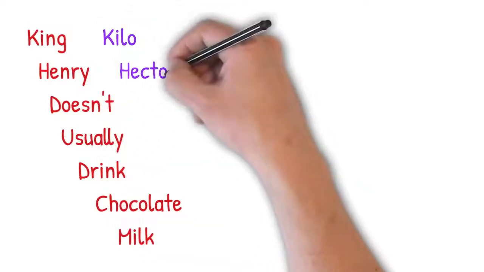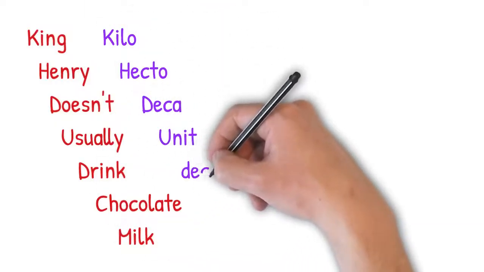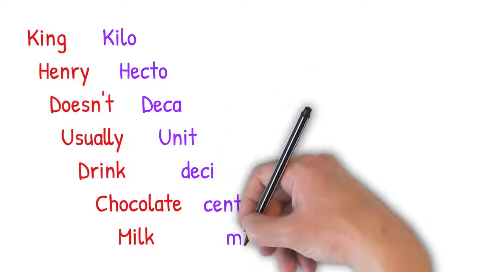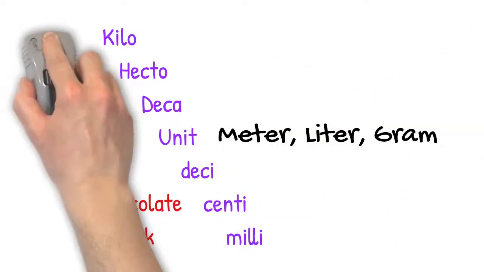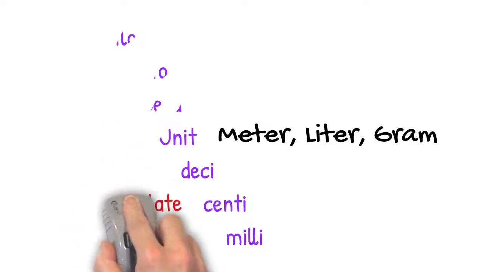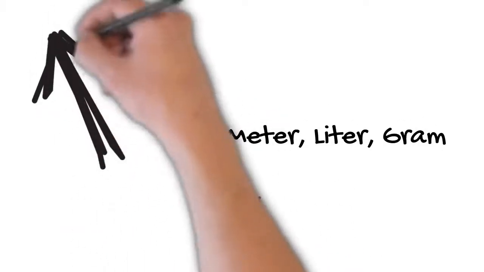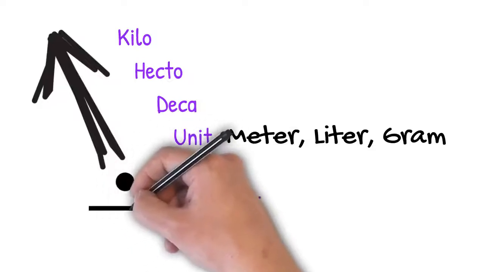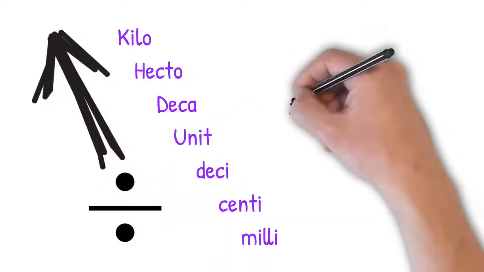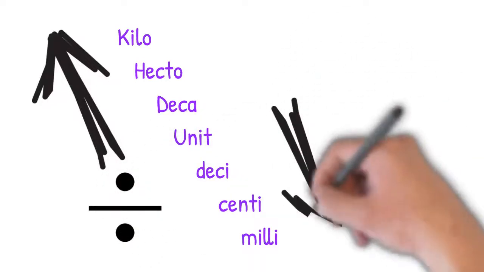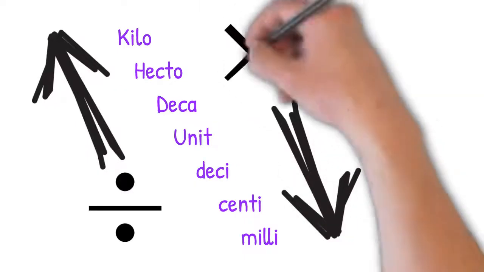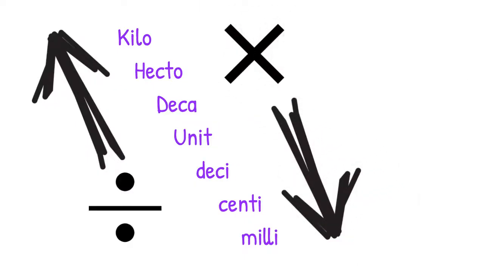It's an easy thing to remember, and it's also a helpful way for us to remember the metric system, which is ultra important when we are converting meters, liters, and grams. You see, meters, liters, and grams all have the prefixes kilo, hecto, deca, units, deci, centi, and milli. If we're going up the staircase here, we are dividing by 10. If we're going down, we're multiplying by 10.